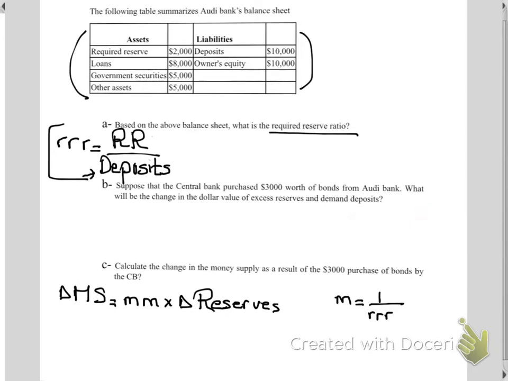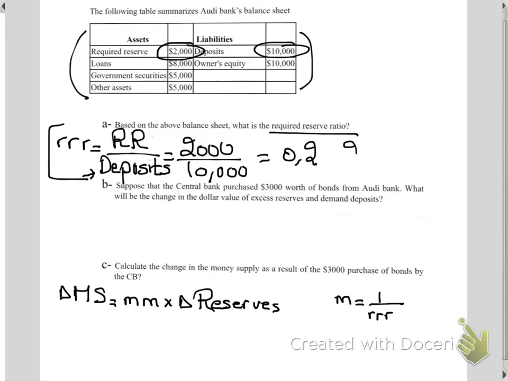So from the balance sheet, we can see that the required reserve is equal to $2,000, while the deposits are equal to $10,000, and thus the required reserve ratio is going to be 0.2, that is 20%. So the required reserve ratio is 20%.